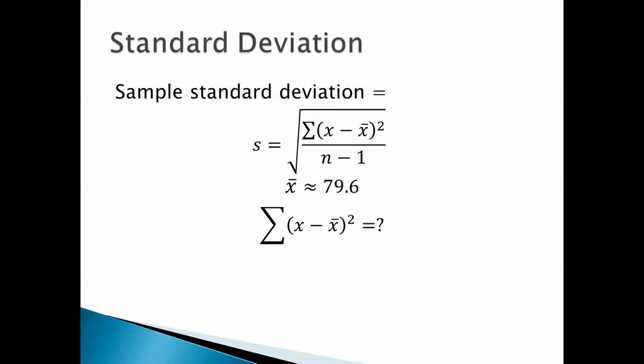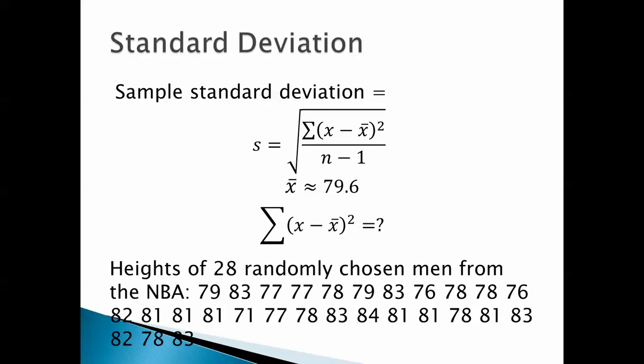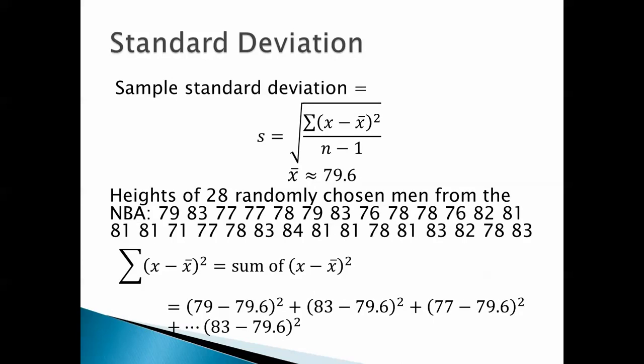What do we mean by the sum of x minus x bar? Well, again, here are the heights of the 28 randomly chosen men. The first value of x is 79, so we have 79 minus 79.6 squared, where 79.6 is x bar, the sample mean, plus 83 minus 79.6 squared, that's the height of the second man, plus 77 minus 79.6 squared, 77 is the height of the third man, and so on, all the way up to 83 minus 79.6 squared, the height of that last man. And that turns out to be 236.68.